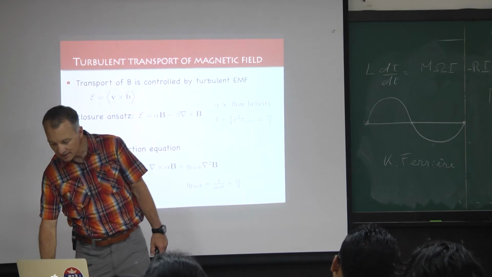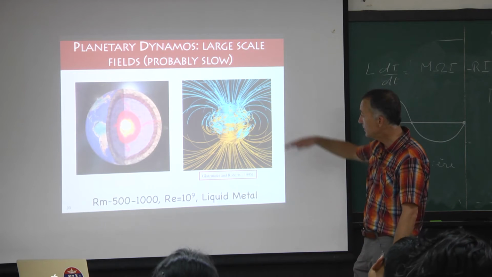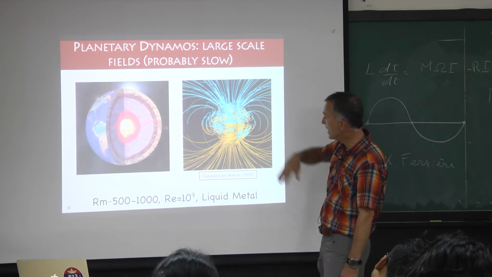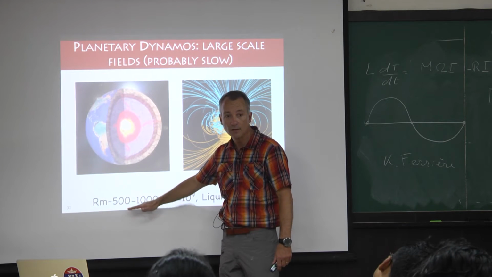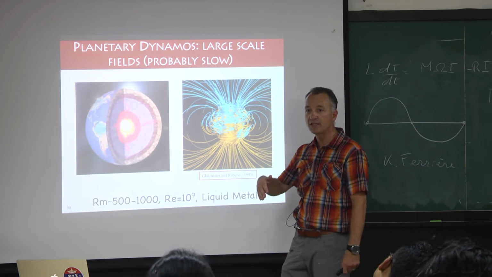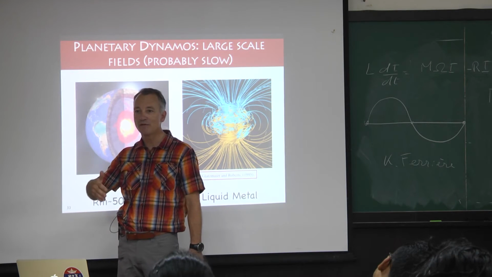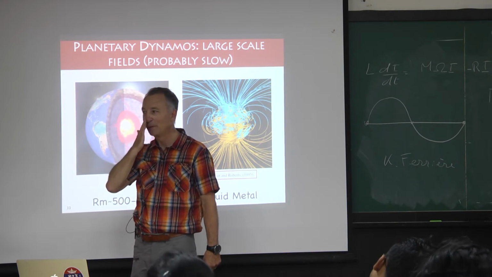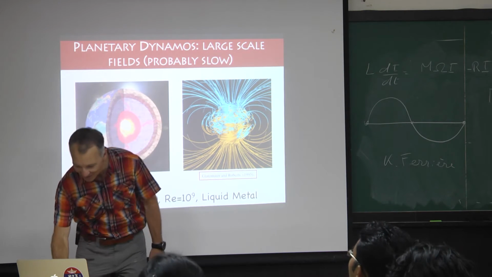Let's look at some systems and see where things sit. So here's the Earth. It's probably a slow dynamo. It has a modest magnetic Reynolds number. I'm not even sure what the current status of magnetic Reynolds numbers is. What's the magnetic Reynolds number in the Earth these days? It's gone up a little bit? Okay, so it's gone up a little bit.